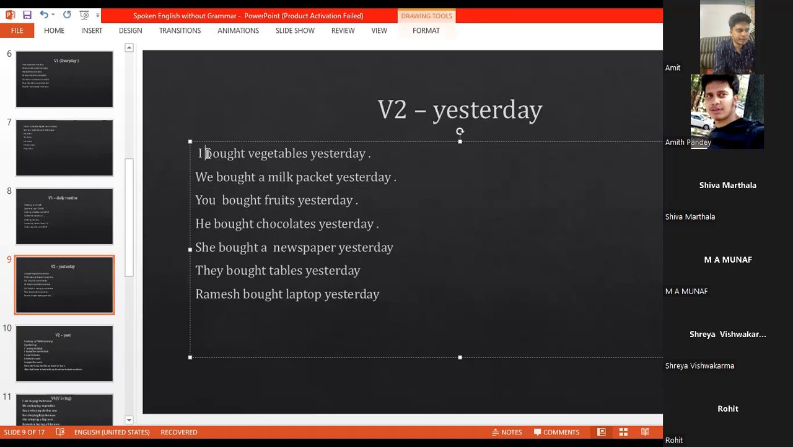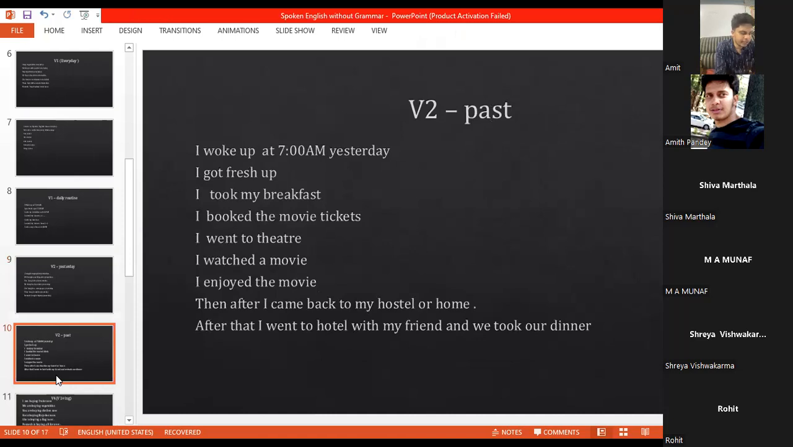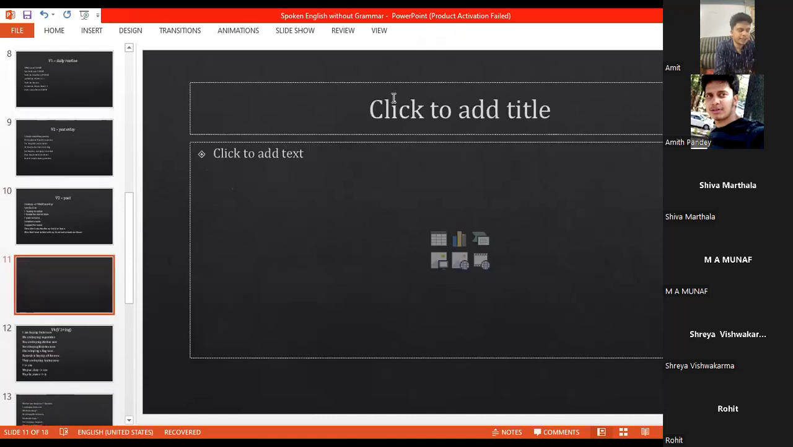So here what I'm using is the same concept that we have used in these 7 sentences. I bought vegetables, we bought vegetables, the same concept that we have seen. So instead of buy, what I'm adding is bought. And then about yesterday. Even instead of yesterday, you can write 5 days ago, 6 days ago, these things. Now, let me tell you some other event related to past where you can utilize V2. So apart from yesterday, you can even tell about an event.